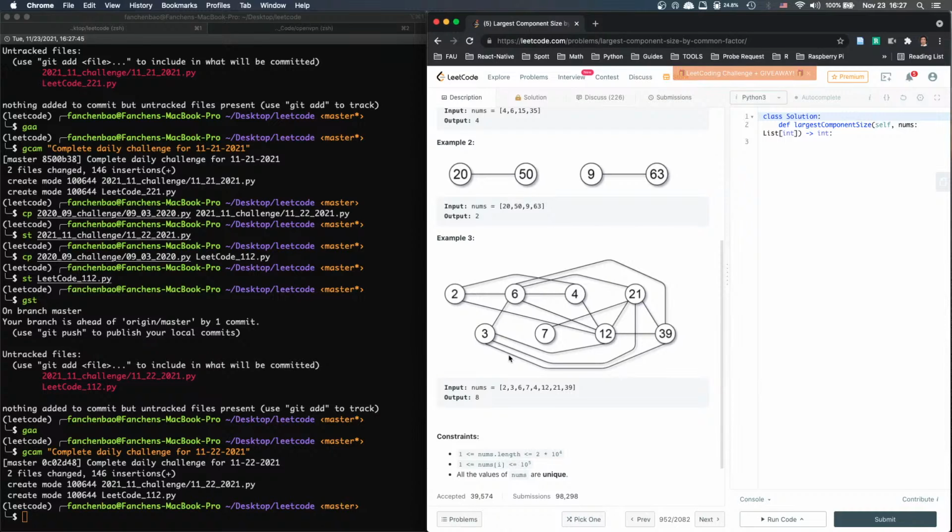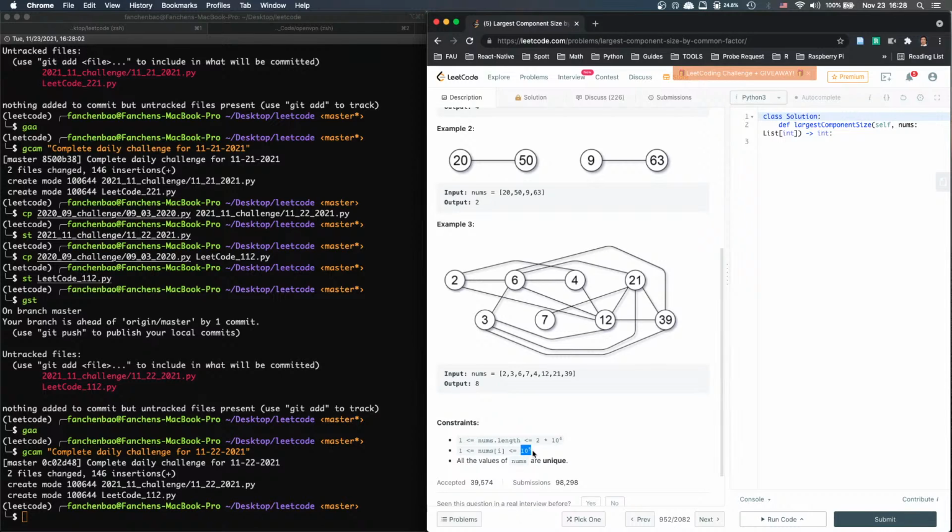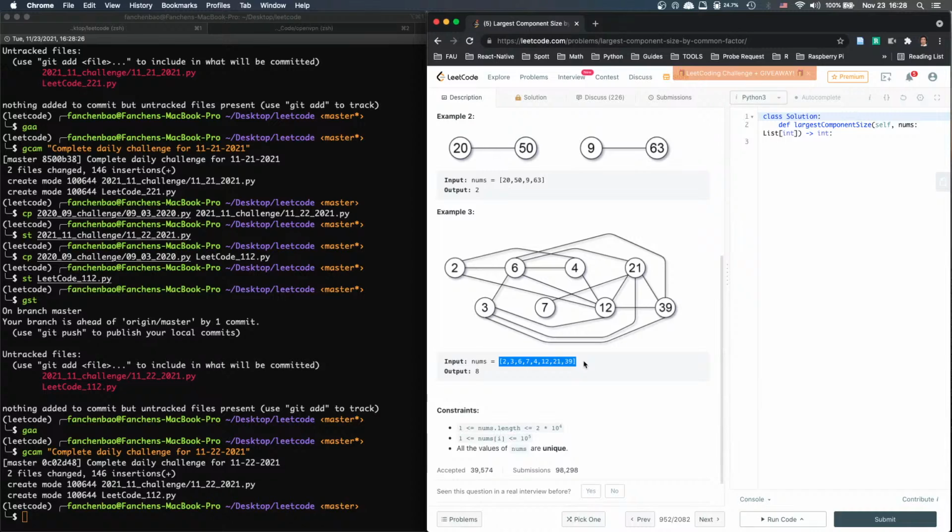Well, the first thing in my head is union find, right? I have the length, the numbers' values. We can create an array with this size, and then we can union find, and eventually we just return a counter. We can find the largest, like, hold on, what are we given? 2, 3, 6. So we're only given the nums, right? So we need to find the edges ourselves.